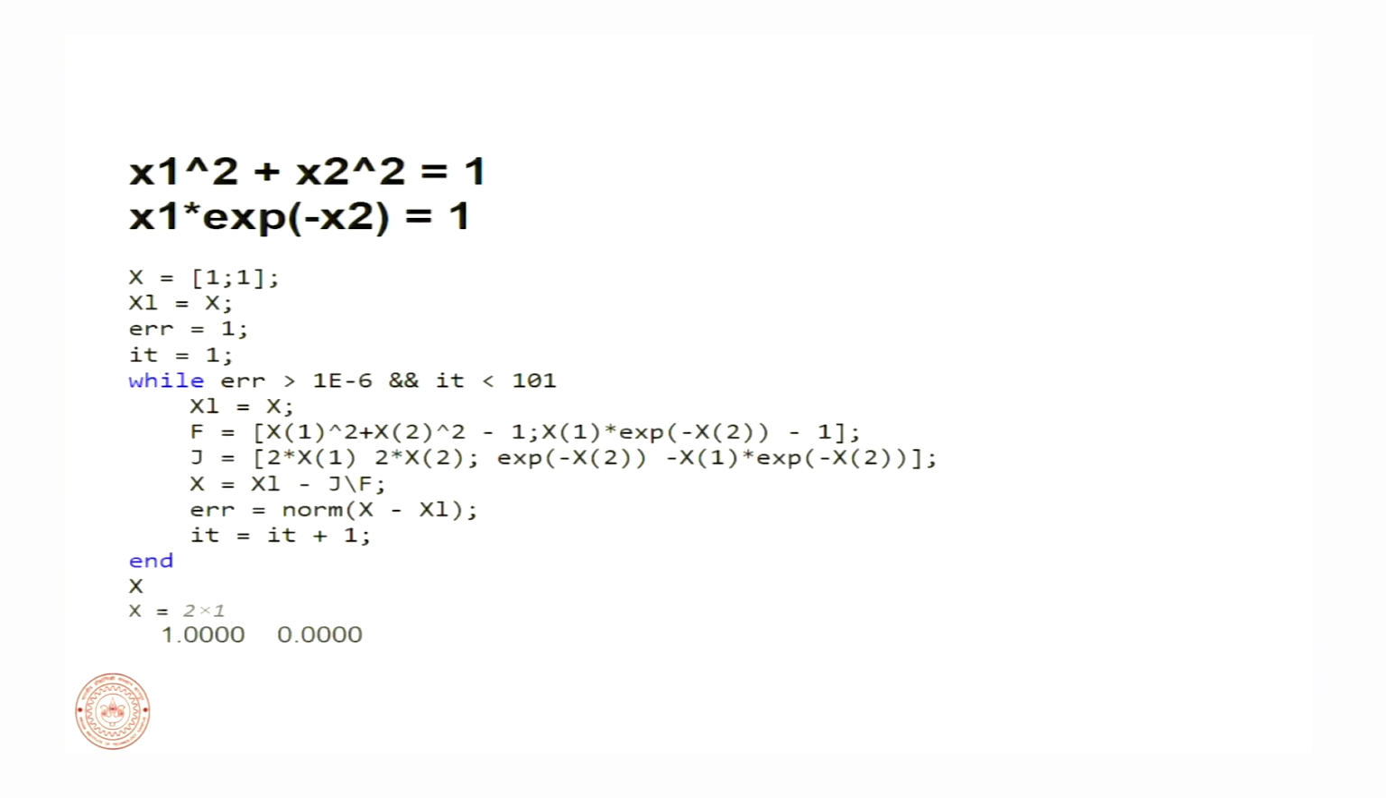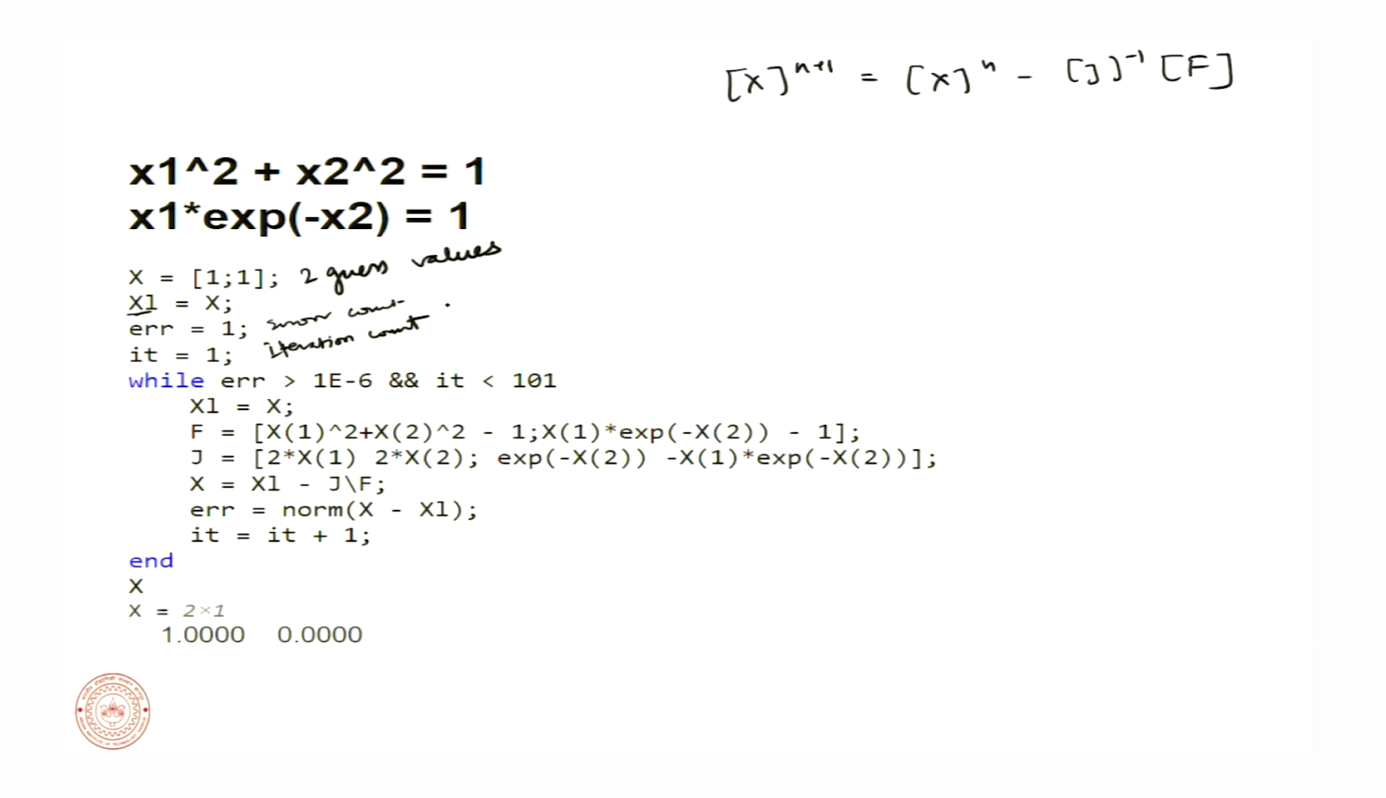Now we have our Jacobian matrix in hand. So what do we do? We have our x for the n plus 1th iteration equal to x for the nth iteration minus the Jacobian inverse times our function. Okay, so this is what we have done here. We have taken two guess values for x1 and x2. We have said that we will store the last value into some variable. Then we have taken an error counter and an iteration counter. Okay, now we are starting our while loop for our Newton-Raphson.